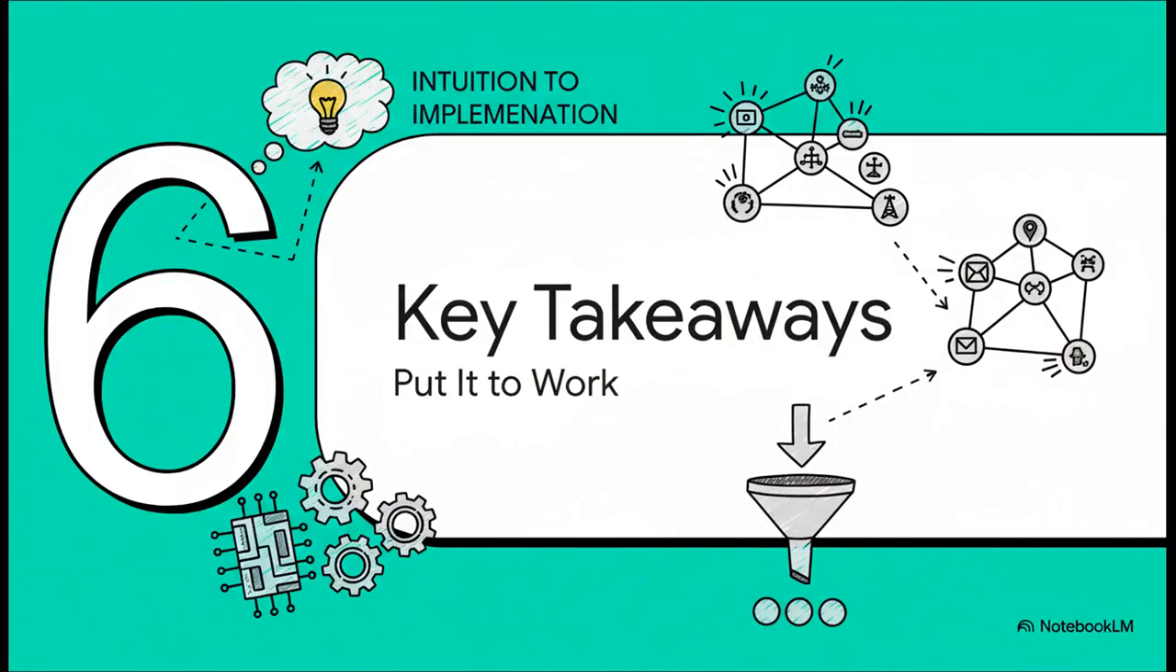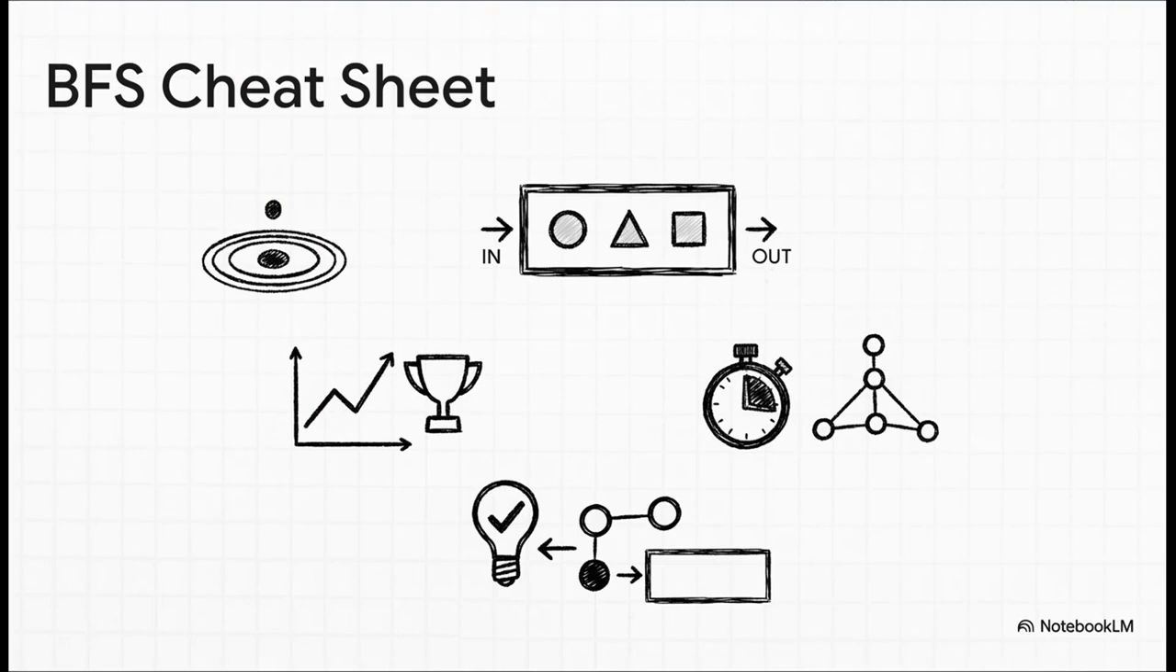Wow, okay, we've covered a lot of ground, from that core intuition all the way to implementation and when to use it. Let's distill all of this down into the essential takeaways. Let's lock in these key ideas. First, always remember the ripple effect. That's your intuition. Second, the queue is the engine making that ripple happen in your code. Third, its superpower is finding the shortest path in any unweighted graph. Fourth, it's incredibly fast, O(V + E) time.